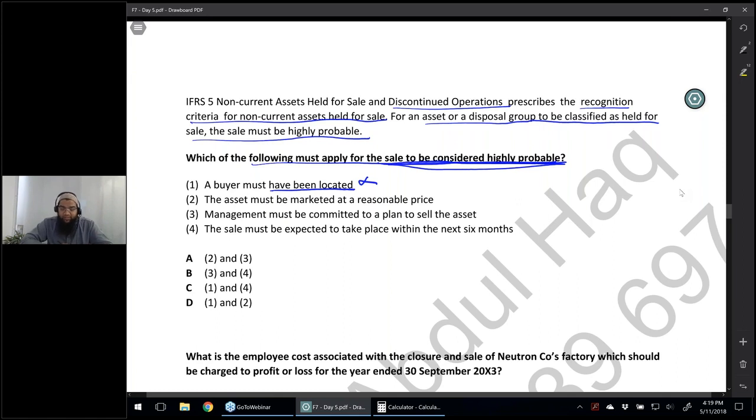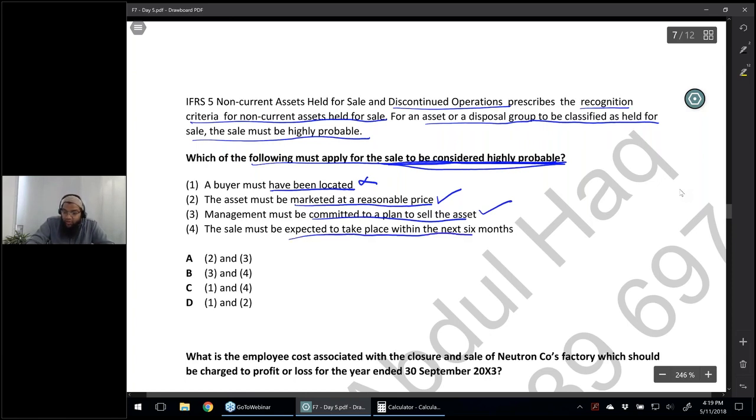It is not necessary that the buyer should have been located. The asset must be marketed at a reasonable price. Is this required? Yes, the asset should be marketed at a reasonable price. Management must be committed to a plan to sell the asset. Yes. The sale must be expected to take place within 6 months.